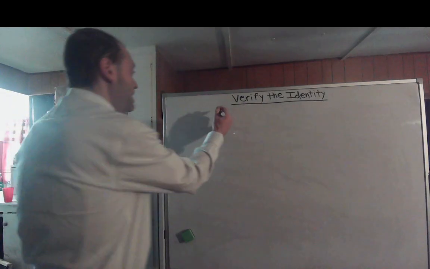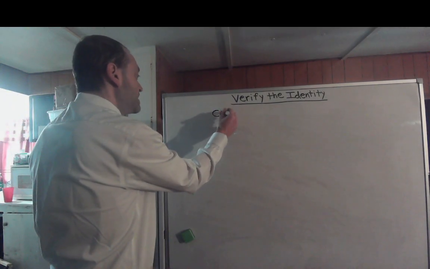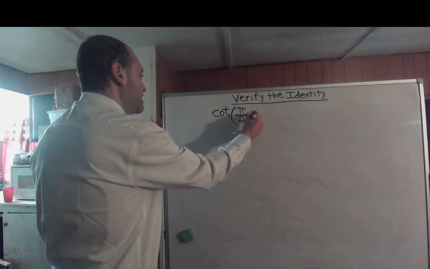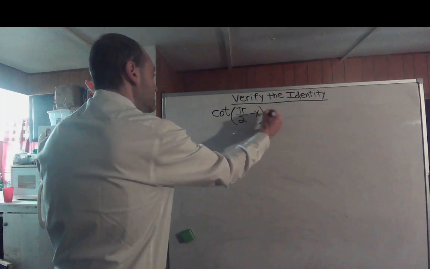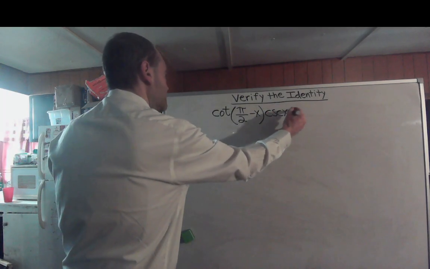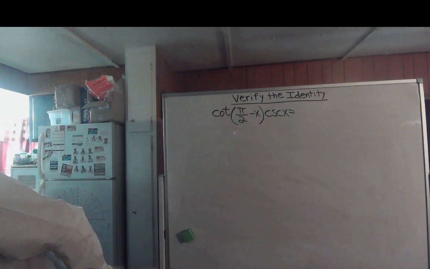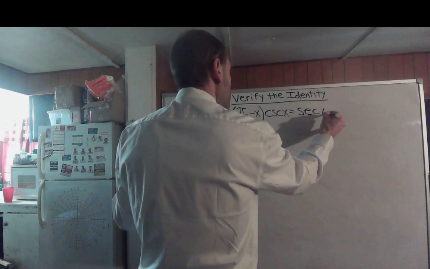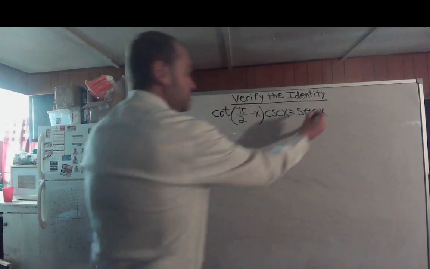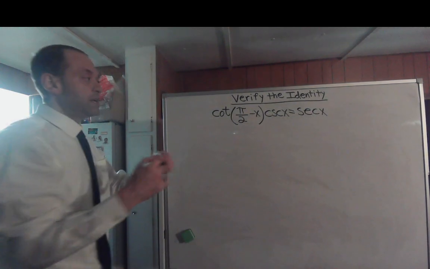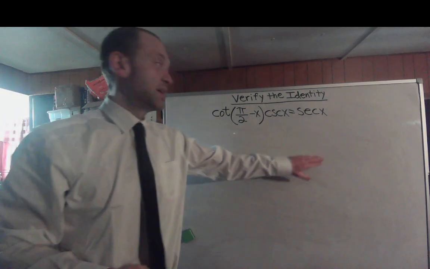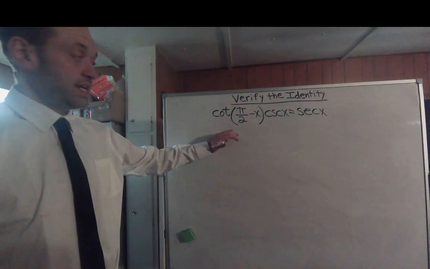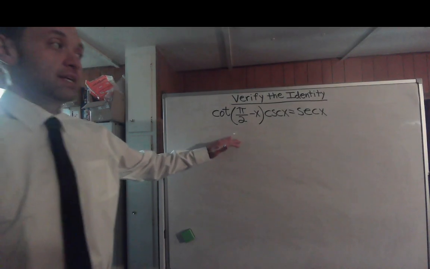Now, what if we had something like the cotangent of the quantity of pi over 2 minus x times the cosecant of x equals the secant of x. So we need to verify that the cotangent of pi over 2 minus x times the cosecant of x equals the secant of x. Well, we notice that cotangent one is a periodic identity.